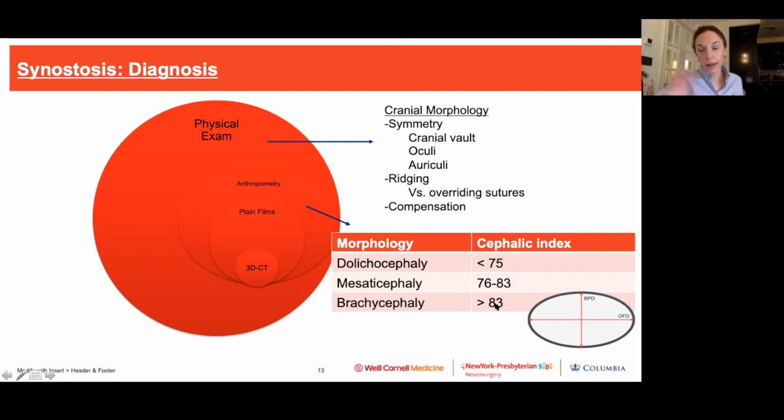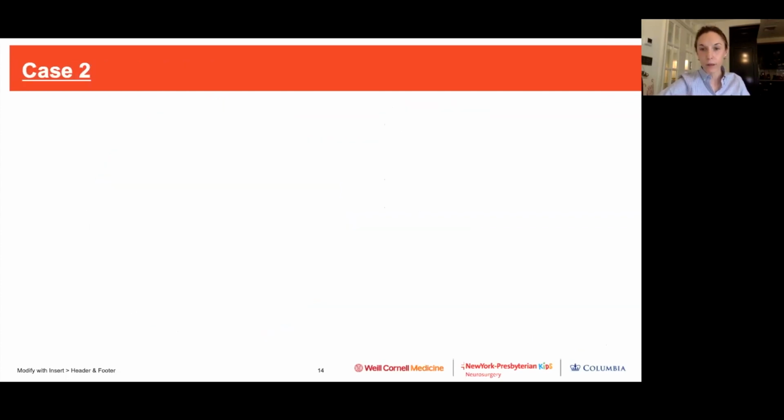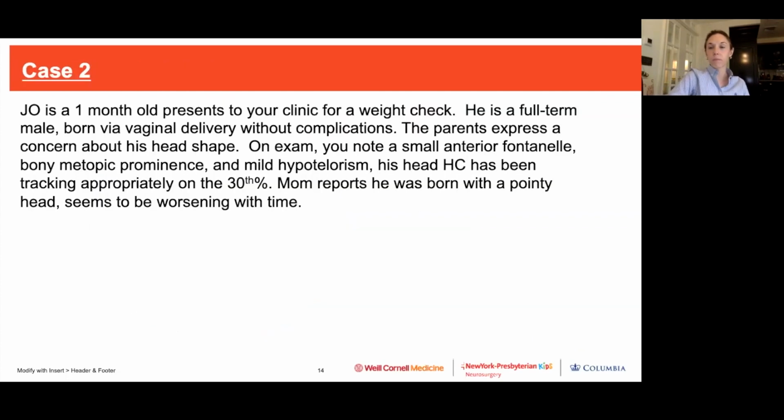If you're greater than 83 or 85, I don't use 83, I use 85, then you're in a brachycephalic range, which tips you off that you might be dealing with coronal synostosis. Now, this is just one piece. You would never, ever hang your hat on a diagnosis based on just a cephalic index. It's just another piece. And then if you're still confused, then you can reach for plain films or a CT. But honestly, if you can't tell from physical exam, it's not fused. So I very rarely use these modalities. All right.